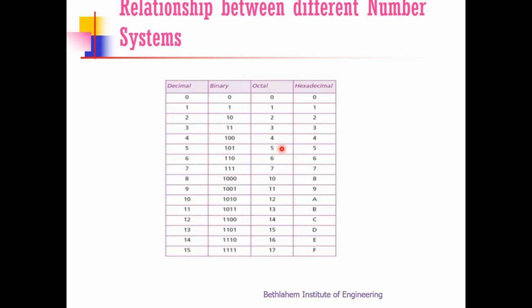Similarly in octal, you have 0 to 7. After 7 you don't have 8, because there is no symbol like 8 in octal. So after 7 it uses 10, 11, 12, 13, 14, 15, 16 up to 17. You have to memorize this relationship table, which will help you to solve the problems.